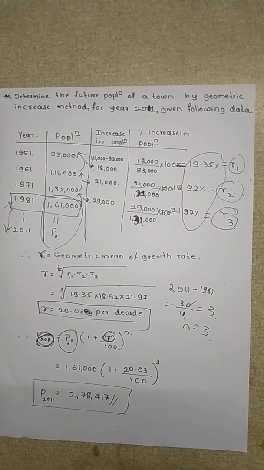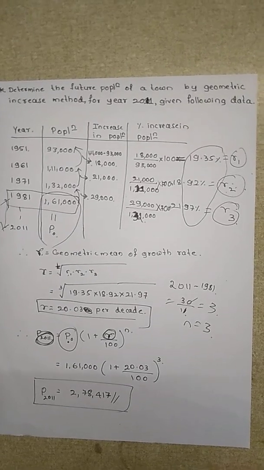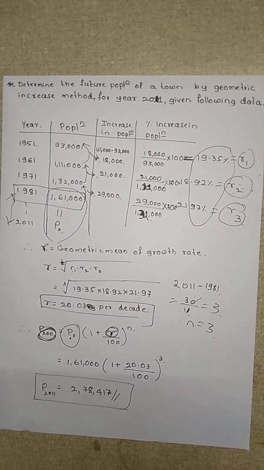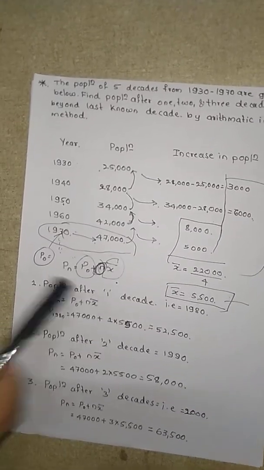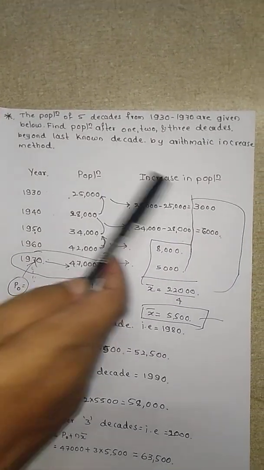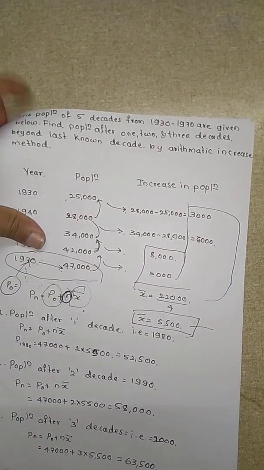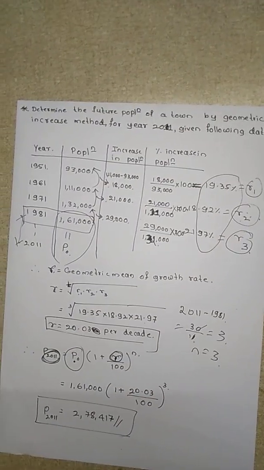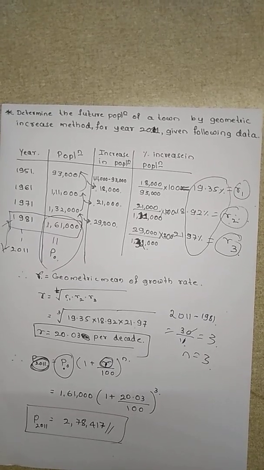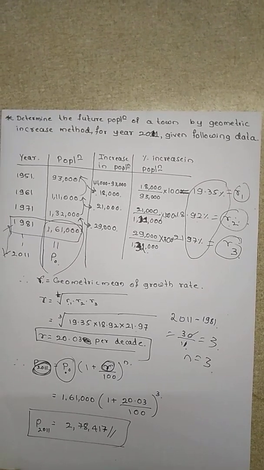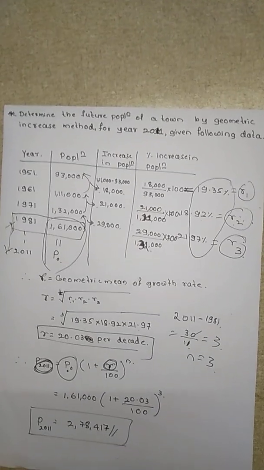So in today's class we have solved the problem on the arithmetic increase method, that is by using the formula Pn is equal to P naught plus N x bar. Then we have seen the theory of the geometric increase method. Then we have solved the problem on the geometric increase method.